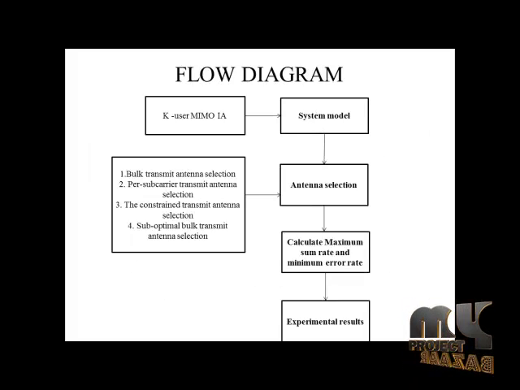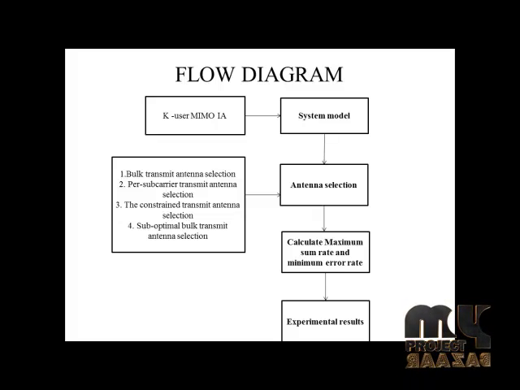The project flow diagram is to measure the bulk transmit antenna to select to send the information from transmitter and receiver. So initially we are creating a system model. In that system model, for MIMO-IA, it means multiple input and multiple output of interference alignment with K users. K represents the number of users, it means n number of users. So we are going to align the users and then transmit the antenna. In the next step we are going to antenna selection.